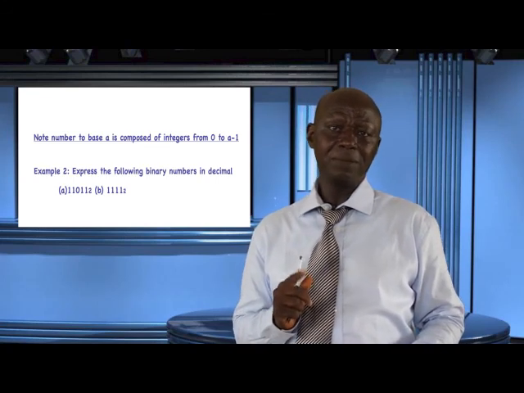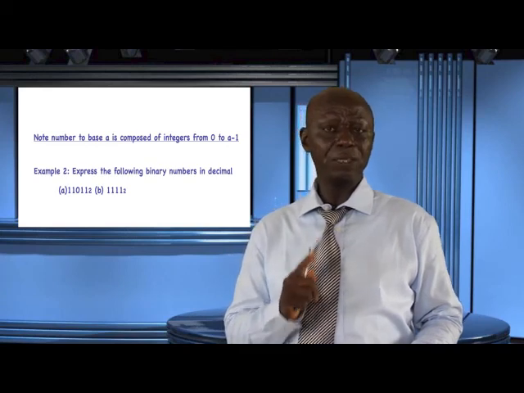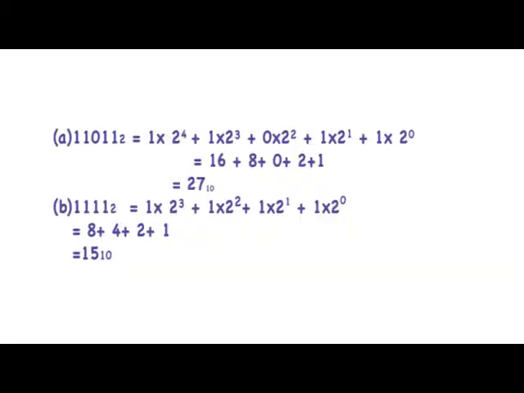So in writing, using the expanded method, you write 1 times 2 raised to the power 4 plus 1 times 2 raised to the power 3 plus 0 times 2 raised to the power 2 plus 1 times 2 raised to the power 1 plus 1 times 2 raised to the power 0. Knowing fully well that 2 raised to the power 4 means you multiply 2 in 4 places, and that gives you 16. So you have 16 plus 8 plus 0 plus 2 plus 1.